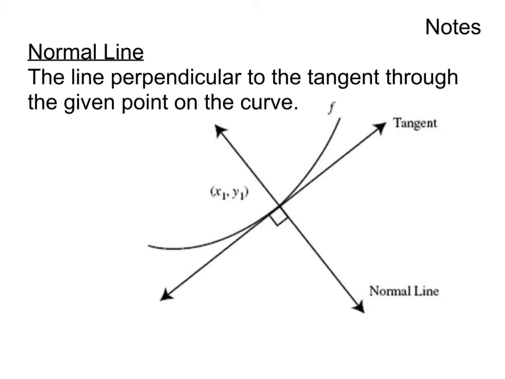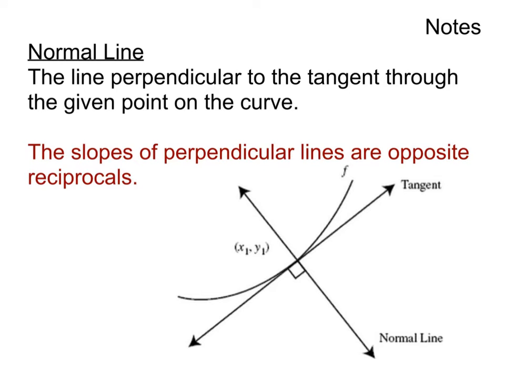If not, you might want to add a little detail into your notes here. The slopes of perpendicular lines are opposite reciprocals. Remember, opposite means flip the signs, so like positive becomes negative or negative becomes positive. Reciprocal means flip the fraction.